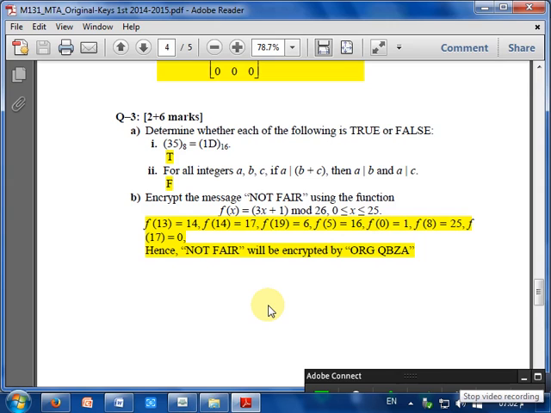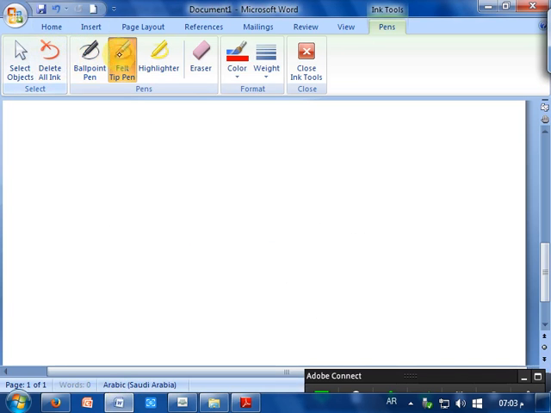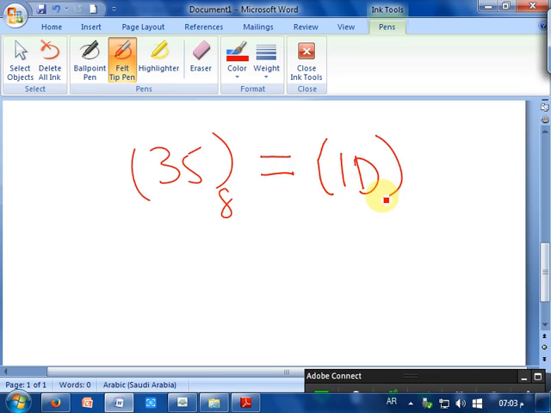Finally, you have the conversions: conversion from octal to hexadecimal, or hexadecimal to octal. Here it is telling us to determine whether each of the following is true or false. The first is: 35 octal is equal to 1D hexadecimal. Is this right or not? You have to check.